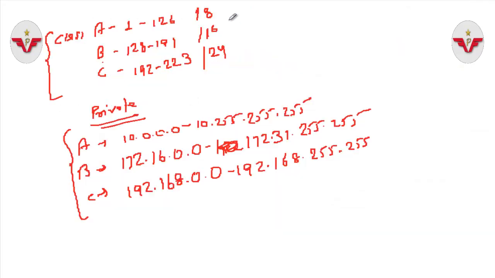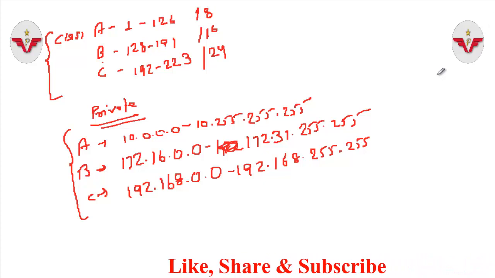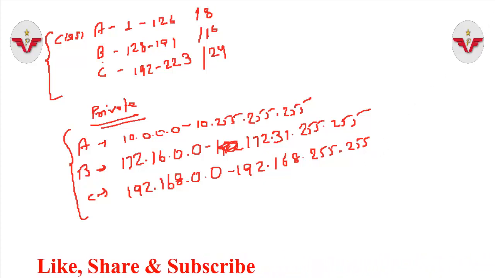Please make sure you note this to identify the private range of class A, B, C, what is the range of class A, B, C, and what is the default CIDR value or the subnet mask for class A, class B, and class C. So I hope you learn a lot from this session.